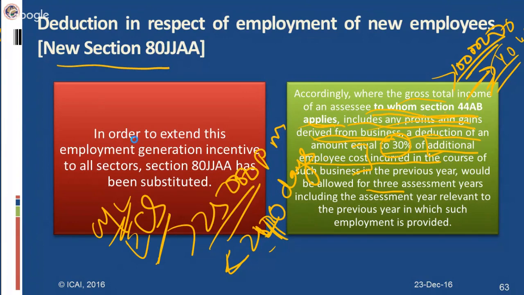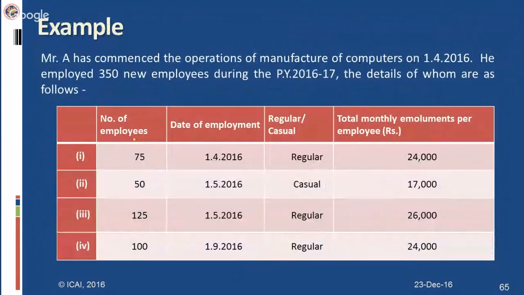So let's go to the example. Now, Mr. A has commenced the operations of manufacture of computers on 1/4/2016. He has employed 350 new employees during the previous year, 16-17. This is a case of fresh employment itself, so the entire number of employees are new employees. Details of whom are as follows.